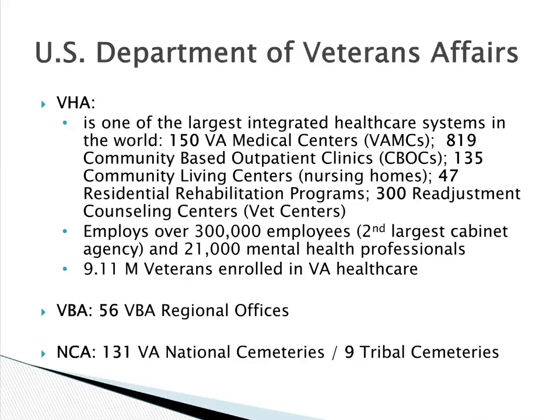So a little bit about the three branches. Let's start with the little ones first. So the National Cemetery, 131 VA National Cemeteries and 9 tribal cemeteries. VBA has 56 regional offices, but the VHA is the behemoth of this group. It's one of the largest integrated healthcare systems in the world. There's over 150 medical centers.